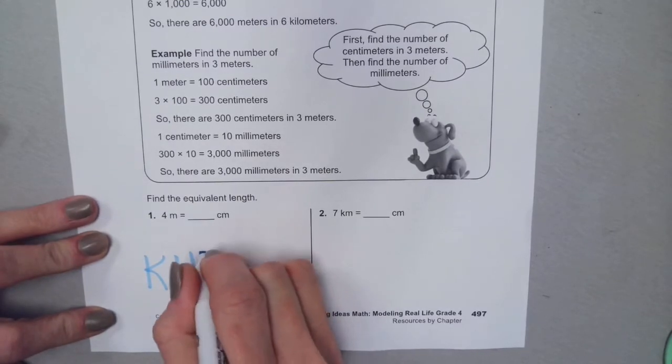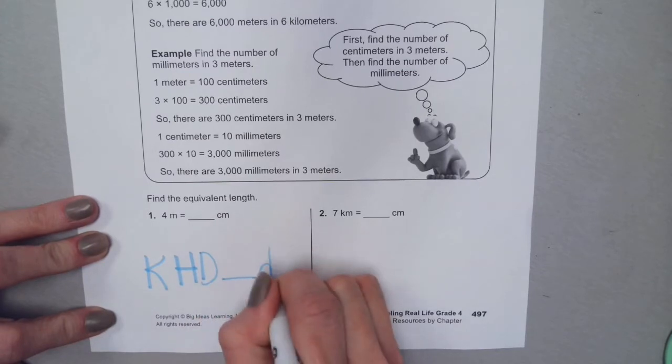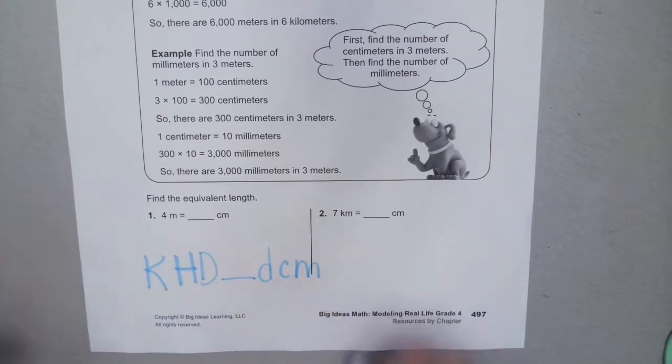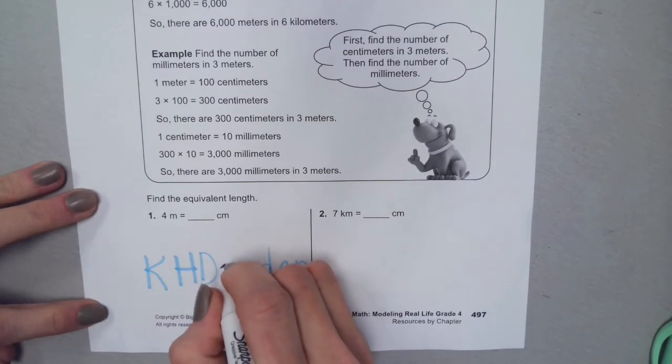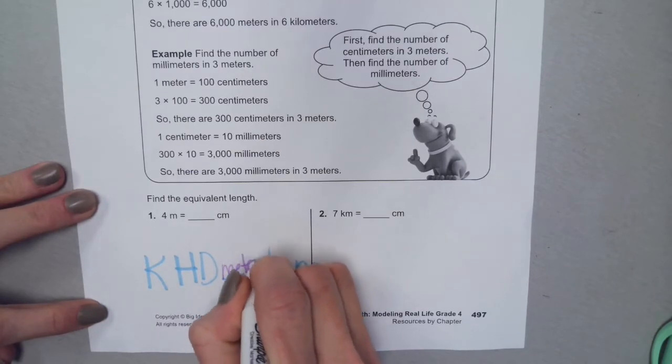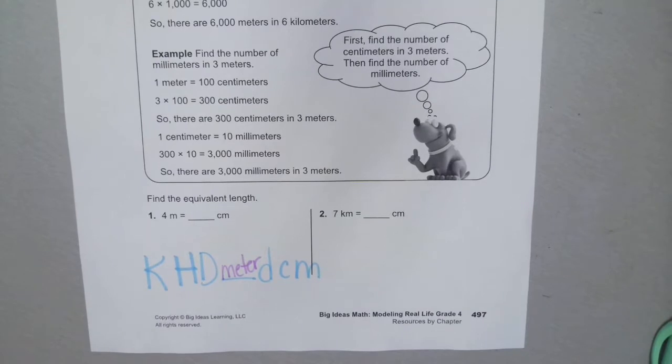King Henry died, base, drinking chocolate milk. And since we are doing length, my base here is going to be meter. Okay? So, let me show you how this can work.